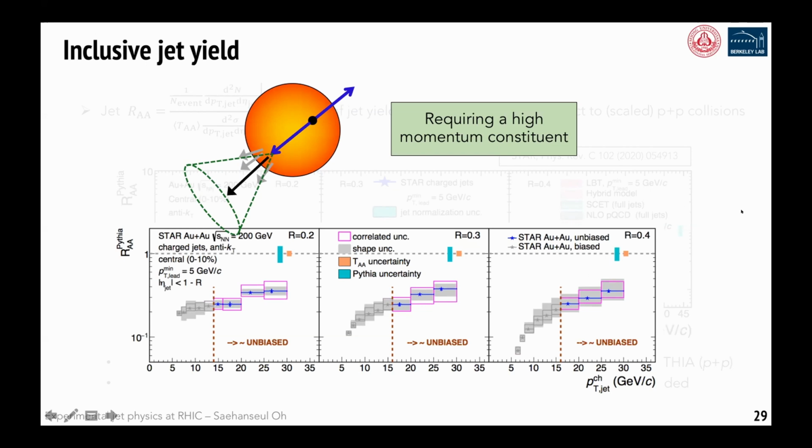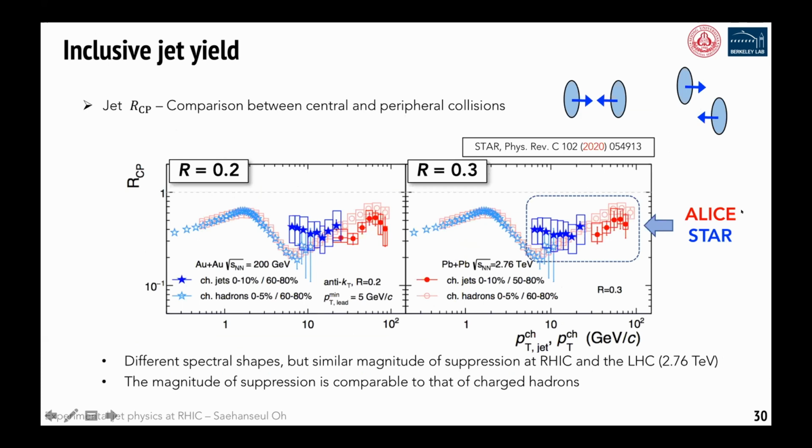So that's this strategy. And not only jet RAA, we also showed jet RCP, the ratio between central and peripheral collisions. This is RHIC 0.2 and this is RHIC 0.3, and blue is from STAR, red is from ALICE. So ALICE has a larger pT range, and these closed markers are from jets, and open markers are from a high pT particle, the single particle.